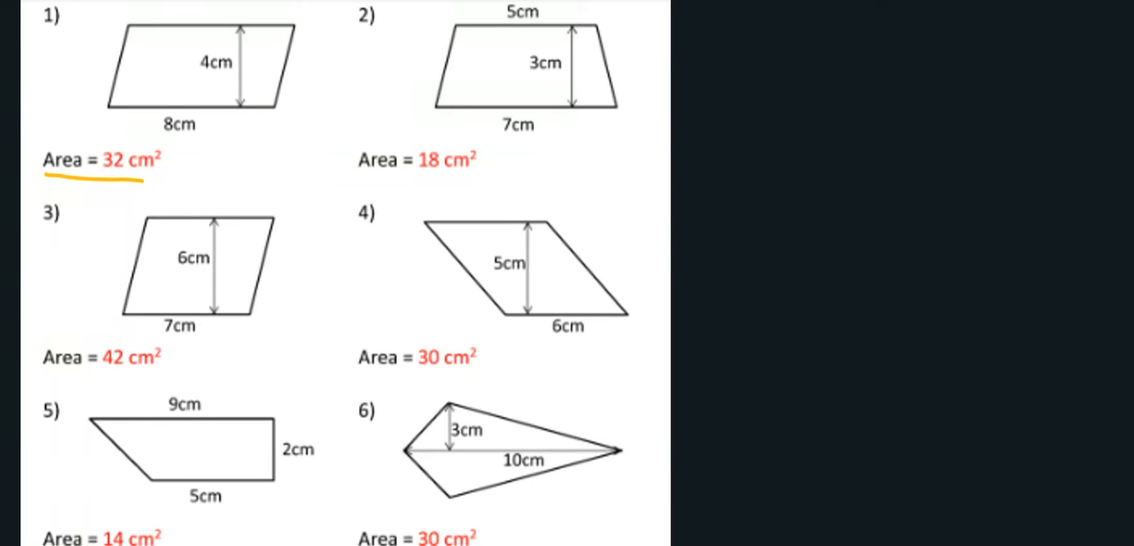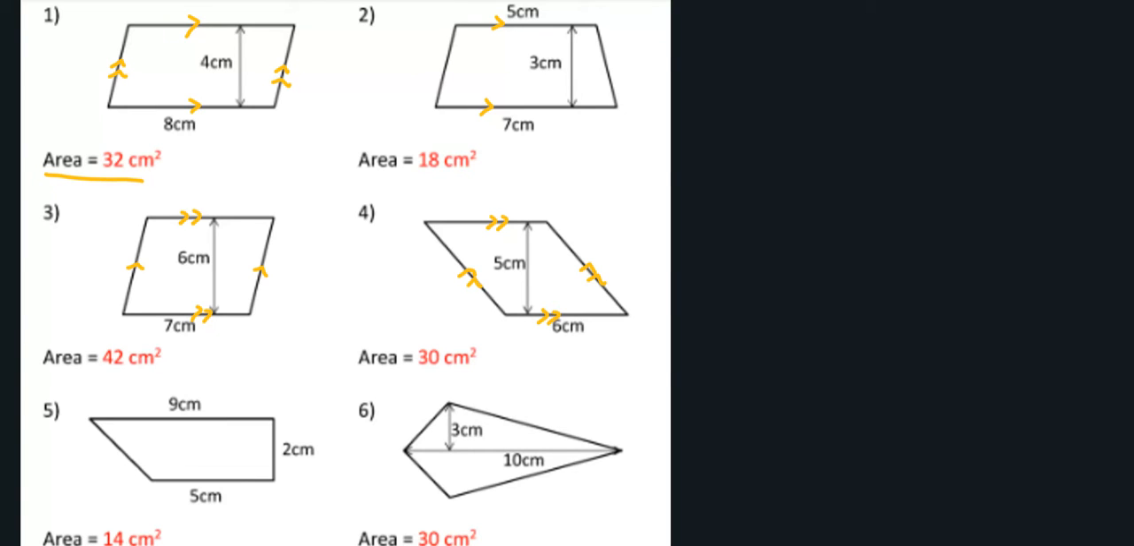So let's identify the shapes. This is a parallelogram. This is a trapezium. This is a rhombus. Got another parallelogram. And you see if you can have a go at identifying these shapes.